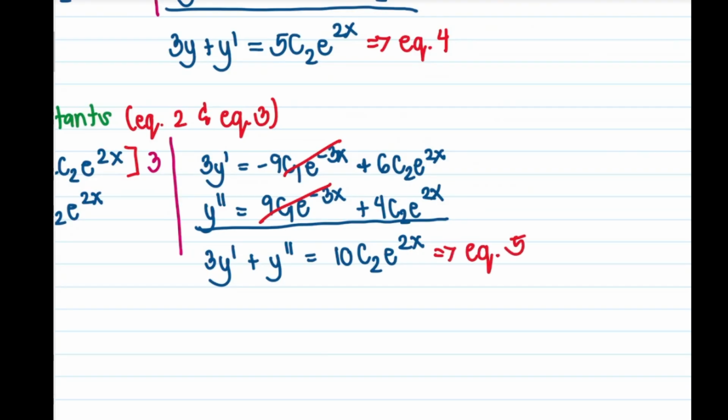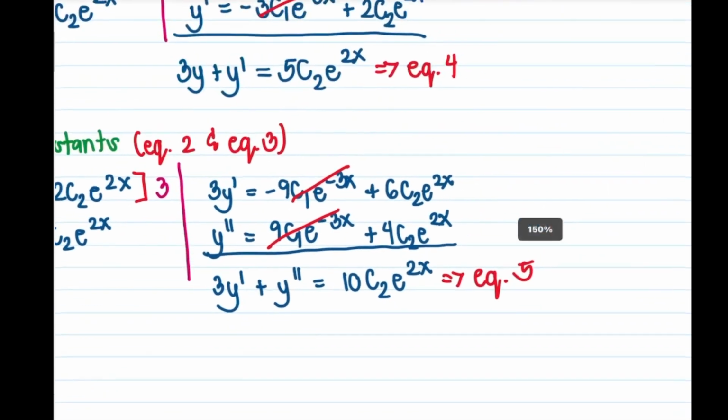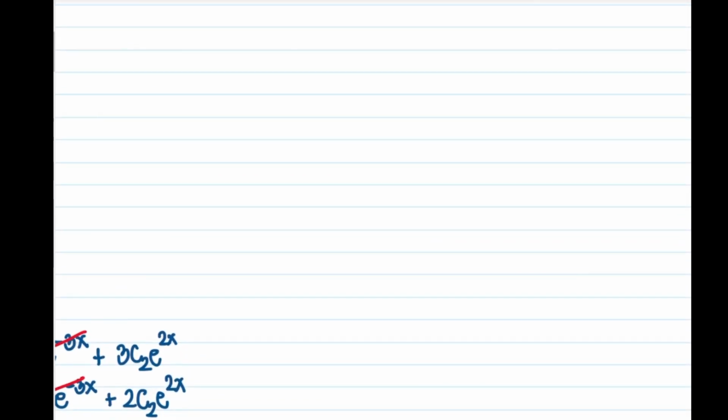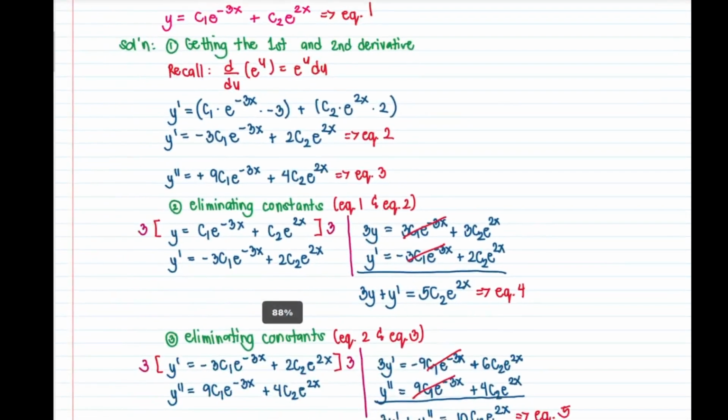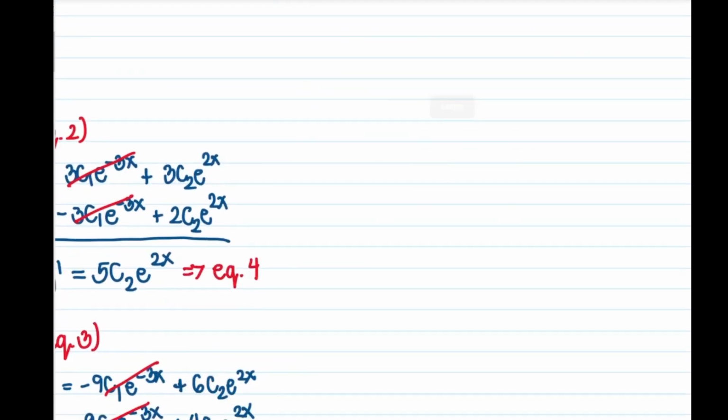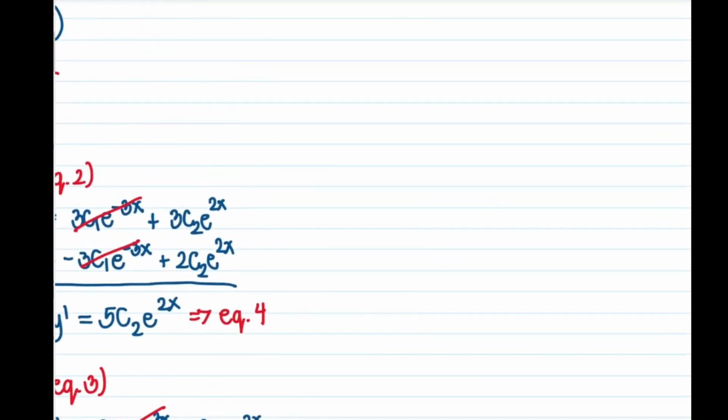So again, let us eliminate constants by using equation 4 and equation 5. So I will use the space here. So this one will be your final step. Step 4 is eliminating constants using equation 4 and equation 5.